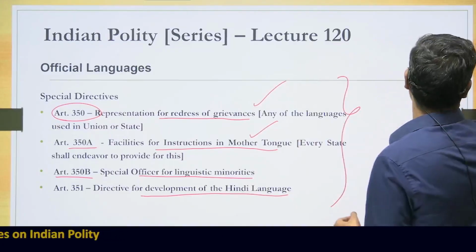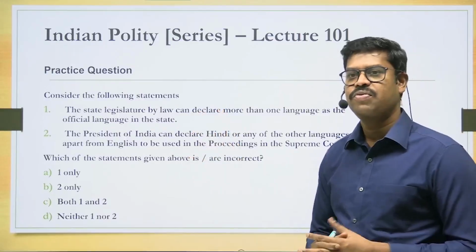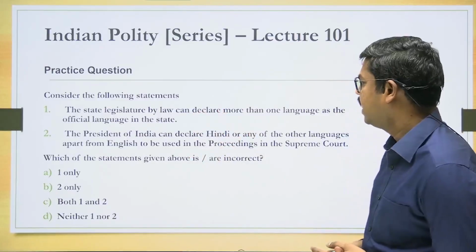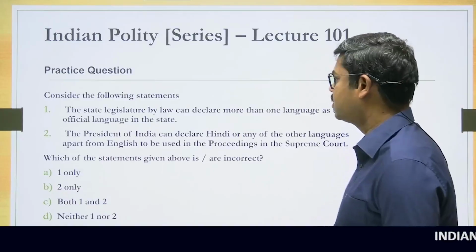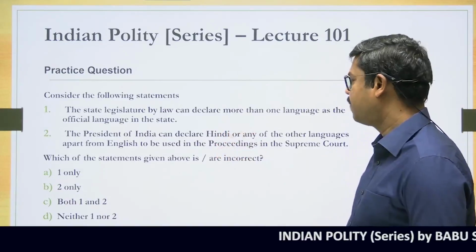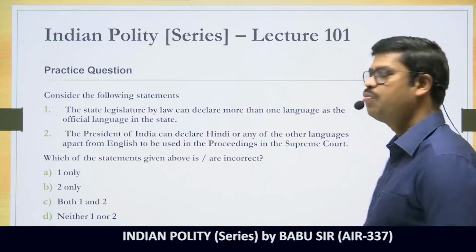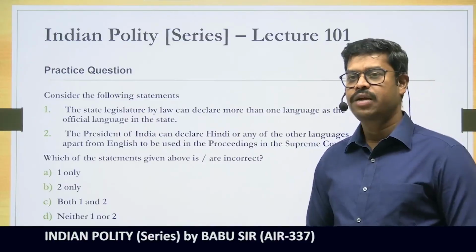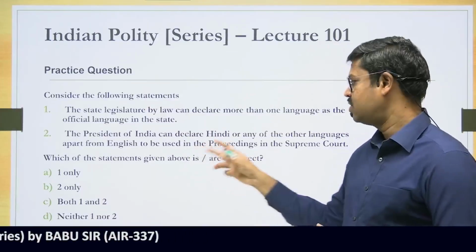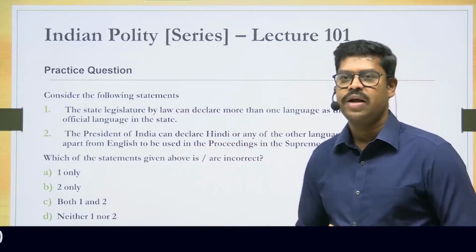Okay. So with that, we are almost done with the part on official languages, but we'll have to do this question before we complete this lecture. So come to the question. Consider the following statements. The state legislature by law can declare more than one language as the official language of the state. Is that true? So just find it out. Statement number 2, the President of India can declare Hindi or any of the other languages apart from English to be used in the proceedings in the Supreme Court. Can it be done in the Supreme Court or can it be done only in the High Court? Is it the President or the Governor? Think about it and you can choose the answer. Which of the statements given above are incorrect? 1 only, 2 only, both 1 and 2, neither 1 nor 2. So please put your answers in the comment box.